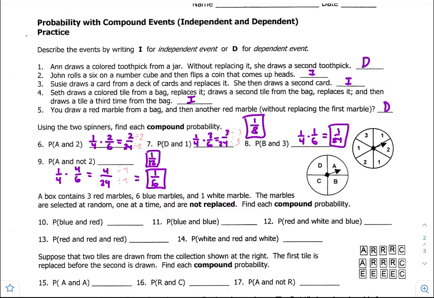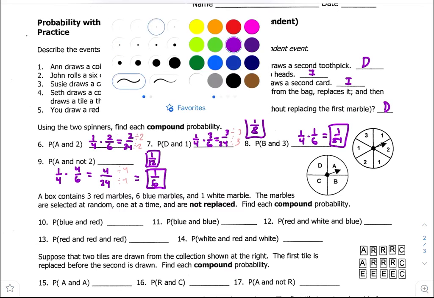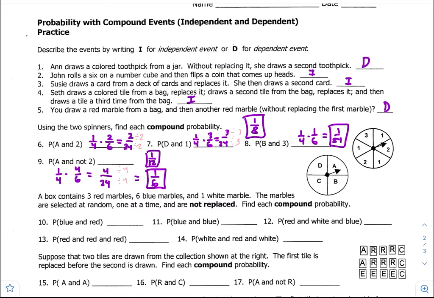Okay, a box contains 3 red marbles, 6 blue marbles, and 1 white marble. The marbles are selected at random one at a time and are not replaced for each compound probability. So, not replacing means they don't put it back. So the probability of getting a blue one is 6/10.